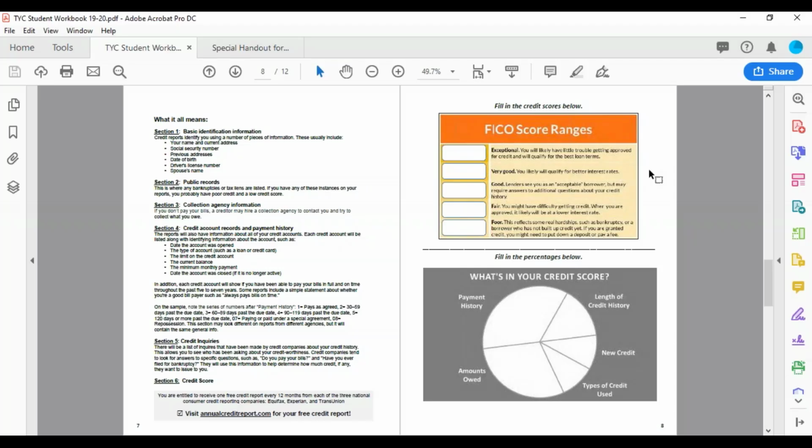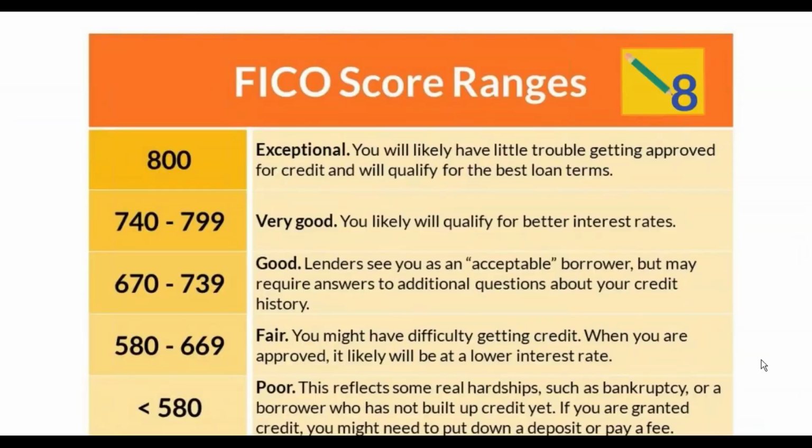This activity is really simple. You're just going to have the students fill in the FICO score ranges off the slide into the table in their workbook.